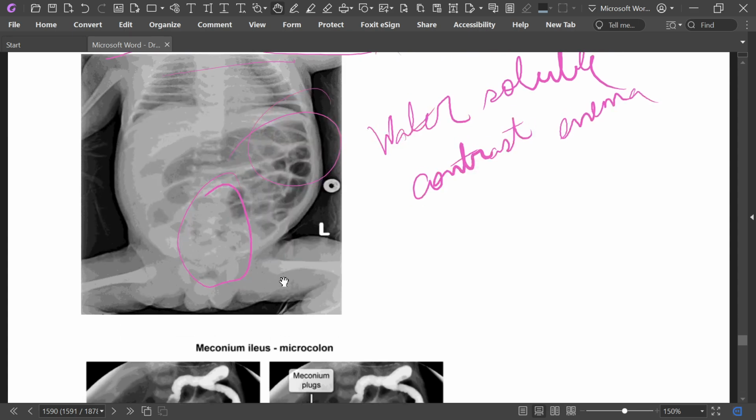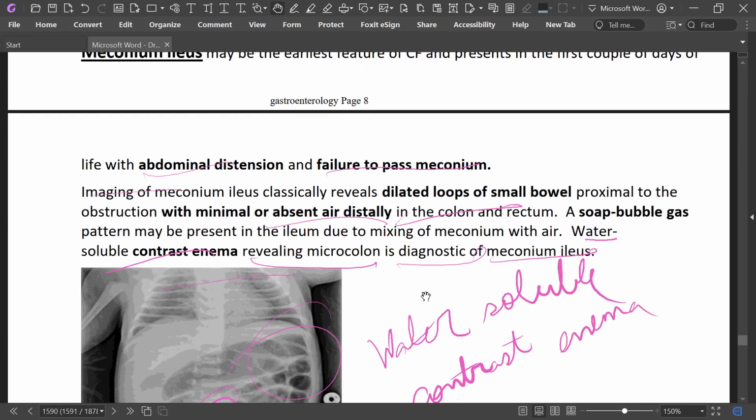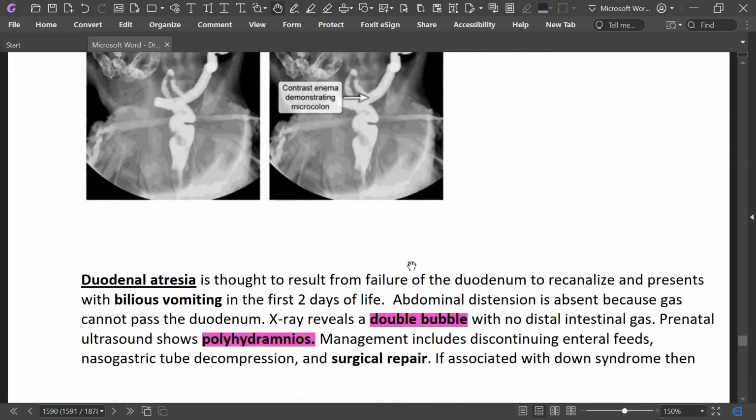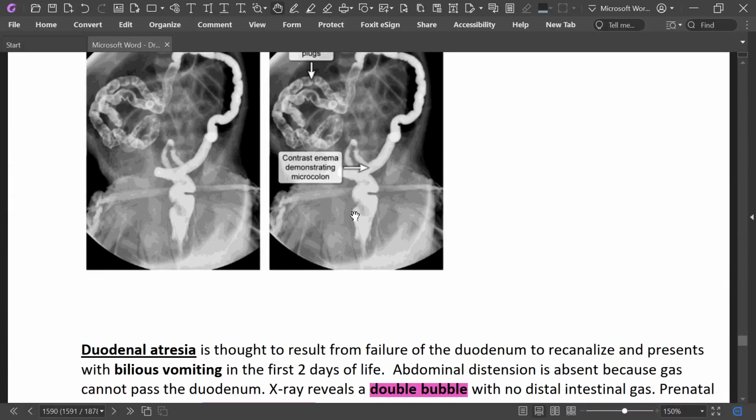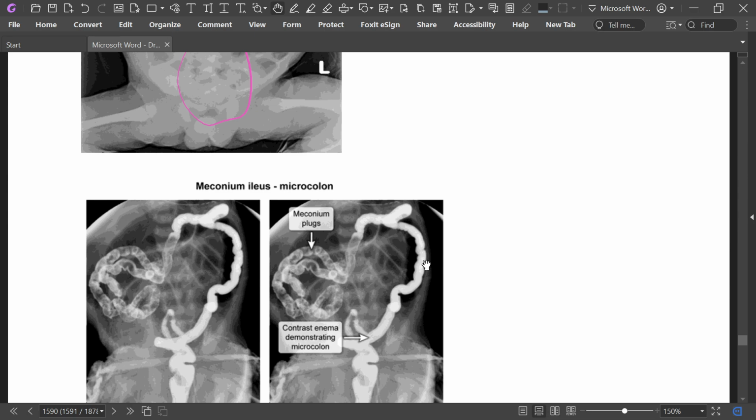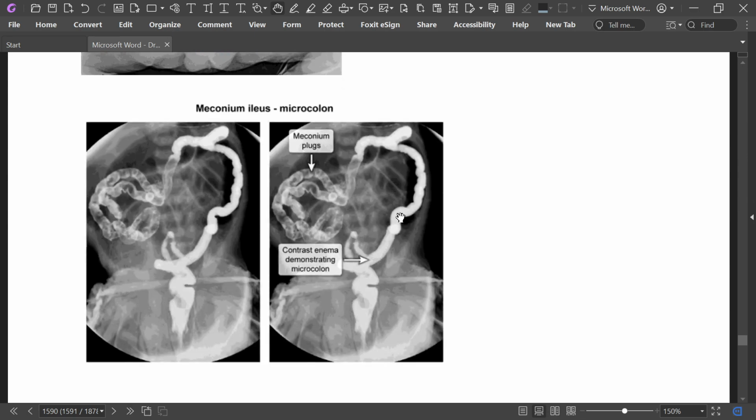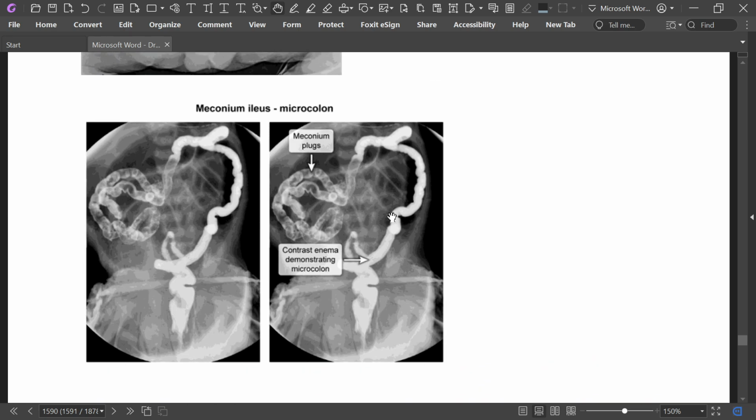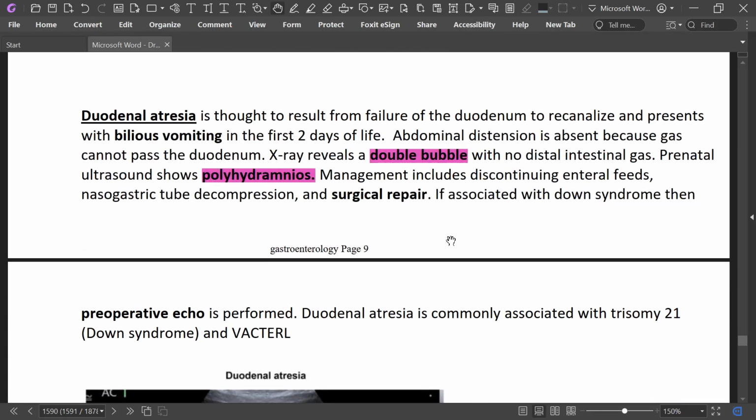There is absence of air in the distal colon and rectum. Contrast enema shows microcolon. In meconium ileus, there is microcolon.